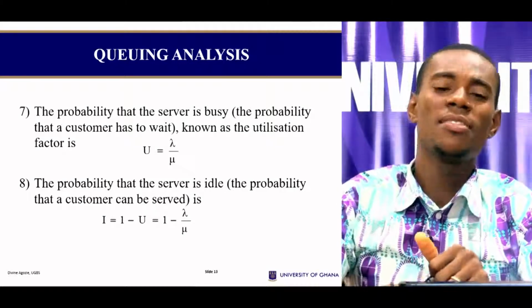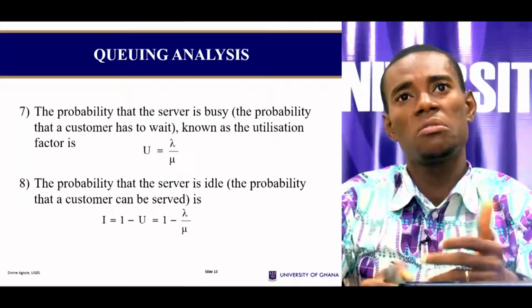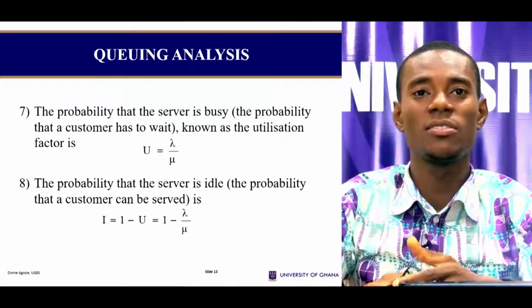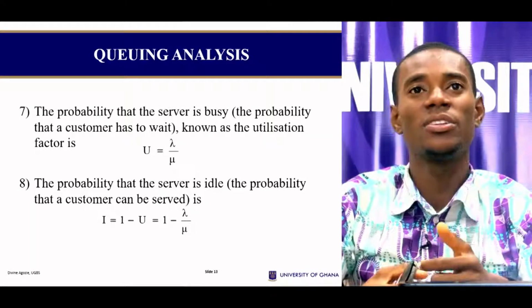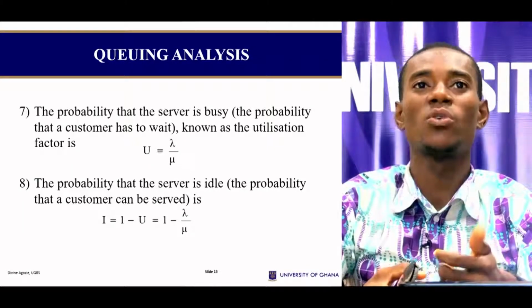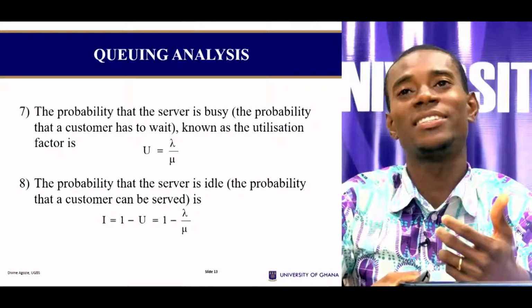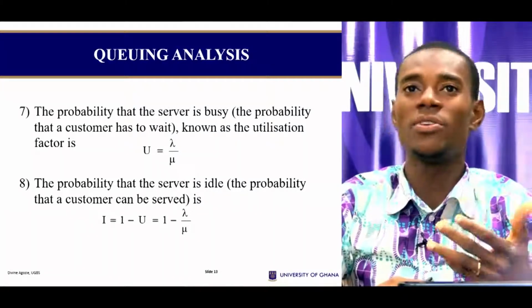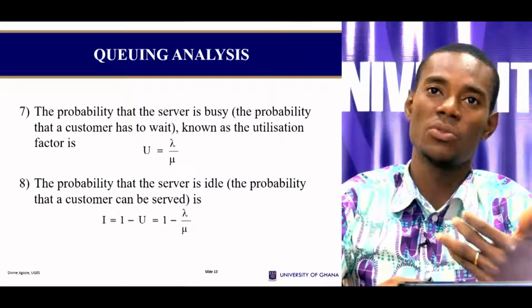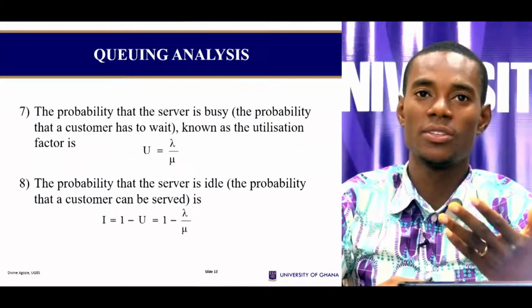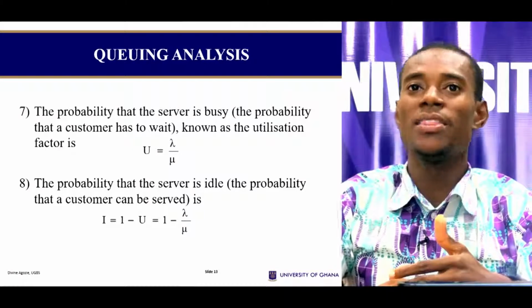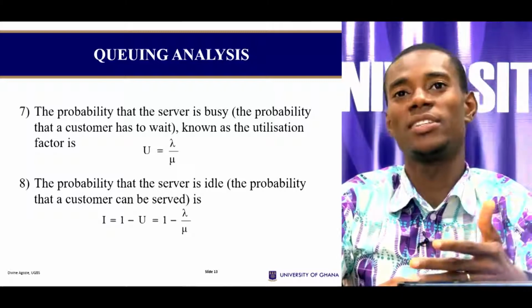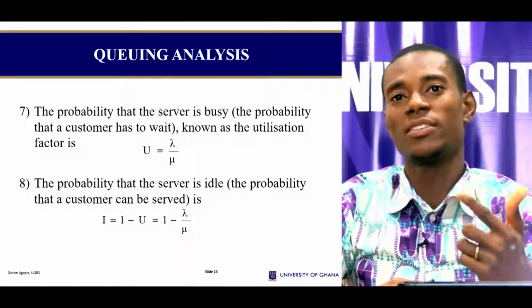And then there are also instances where maybe you want to assess how busy your server has been, or how busy the cashier or the doctor has been. So we want to find something we call the utilization factor, or the probability that the server is busy. The chance that the server is being used is just our arrival rate over our service rate, and the chance that the server will be idle is just 1 minus the utilization factor, which is 1 minus lambda over mu.